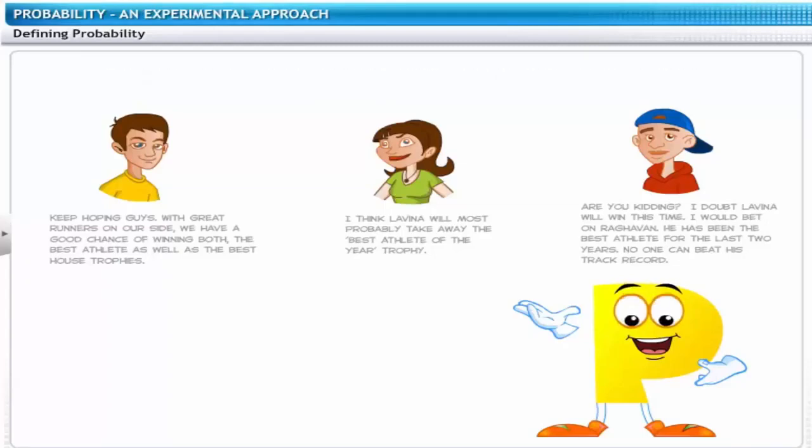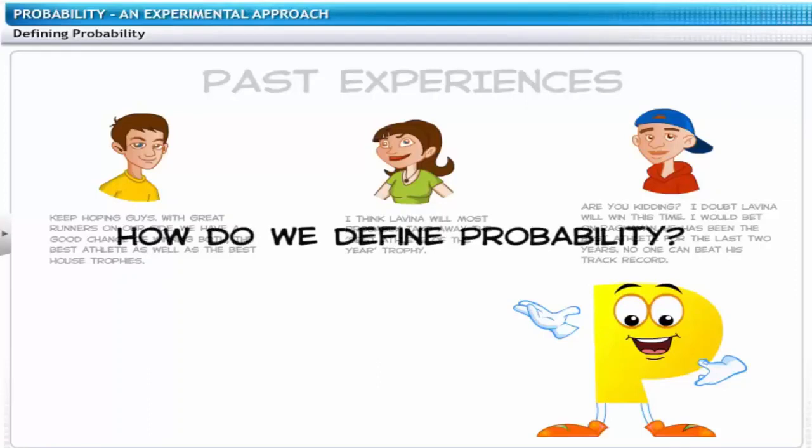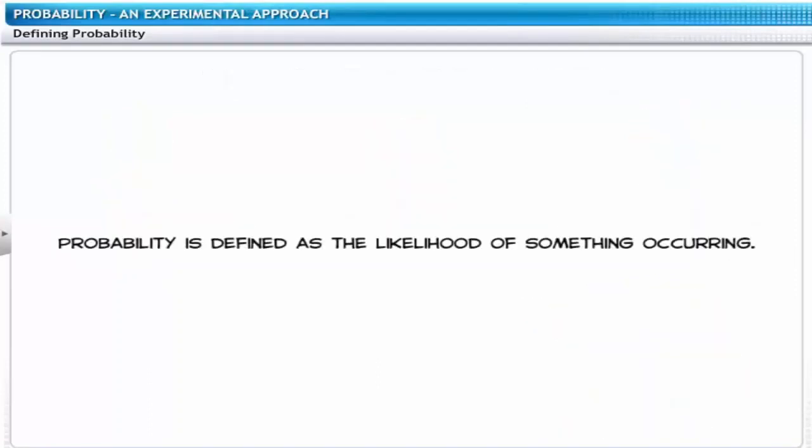No, the speakers have probably used their past experiences to predict the likely winner. They have used probability to make these predictions. So, how do we define probability? In simple terms, probability is defined as the likelihood of something occurring.